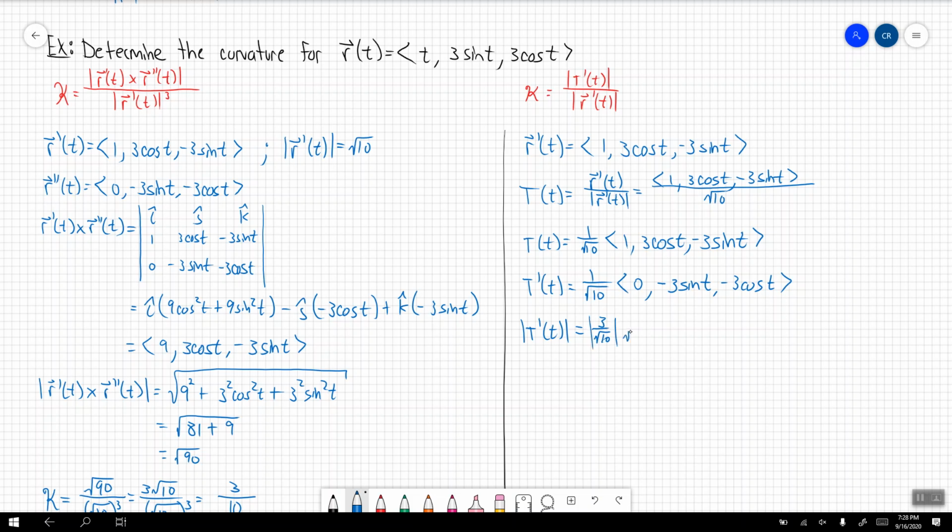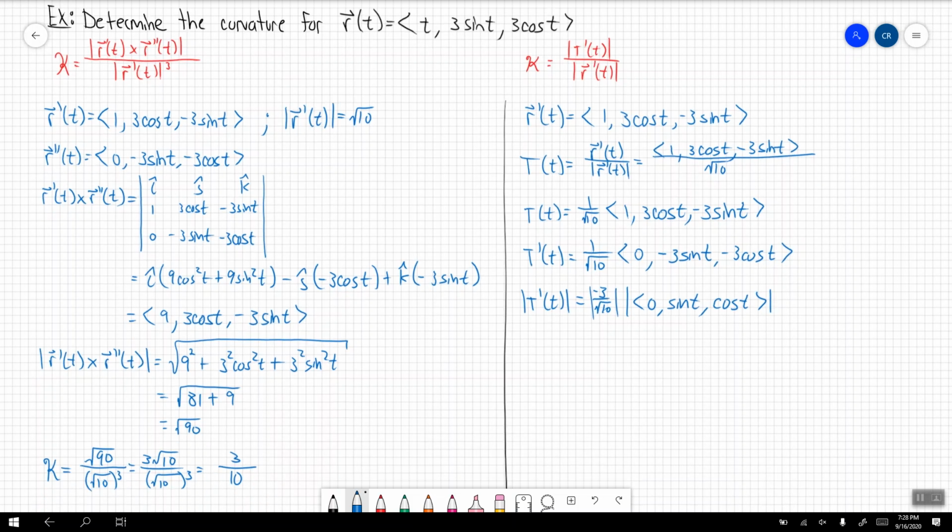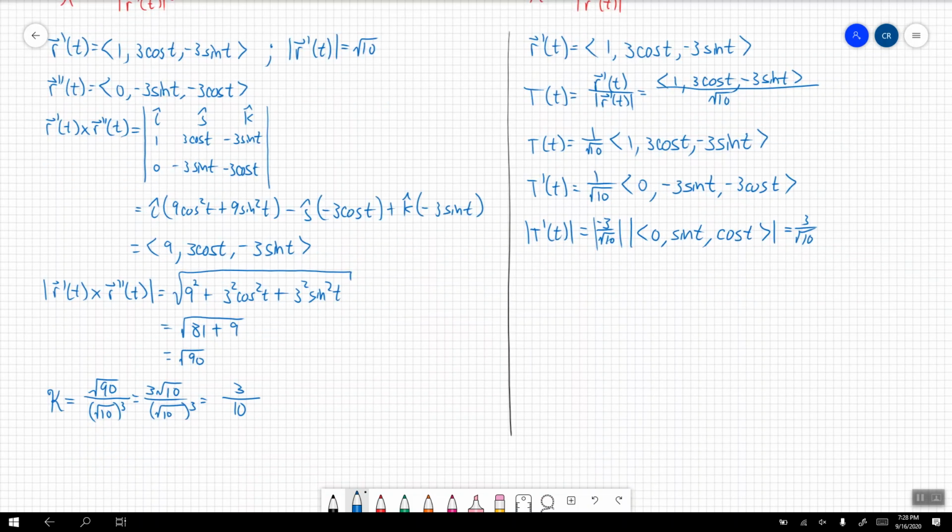And then I'm going to be looking at the magnitude of this vector. You know what? If we factor out a negative, it turns out nice: sine t and cosine t as such. And finding the magnitude of that vector is just 1, which means the absolute value of negative 3 over root 10 is just 3 over root 10 multiplied by that magnitude of 1, which just leaves us this.